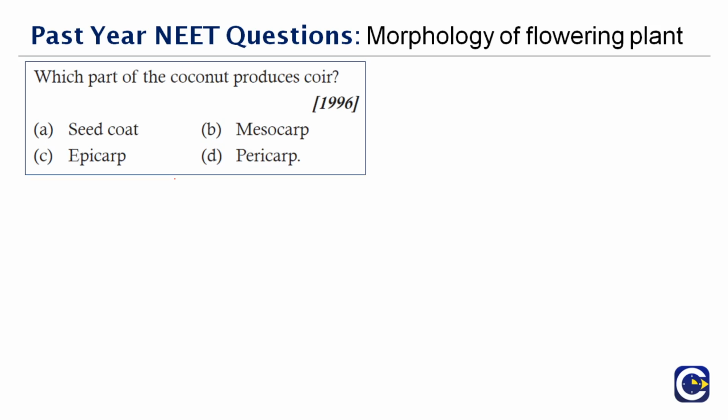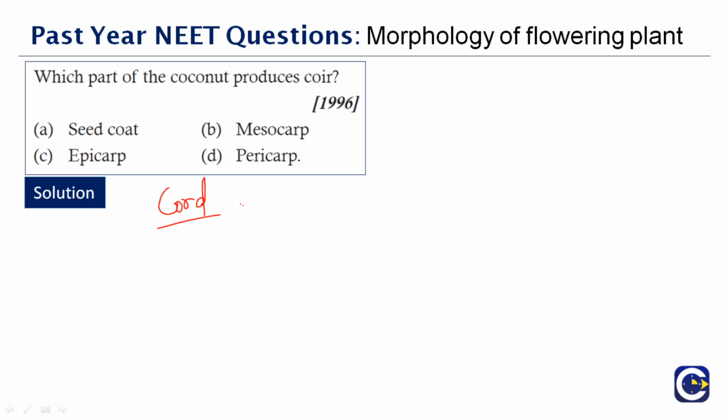Next question here. Which part of the coconut produces coir? Coir is what you make many furnishings with. You have many uses with the help of the coir that you make. Coir is actually derived from the Tamil and Malayalam word meaning cord. It's a coarse fiber extracted from the fibrous outer shell of the coconut.